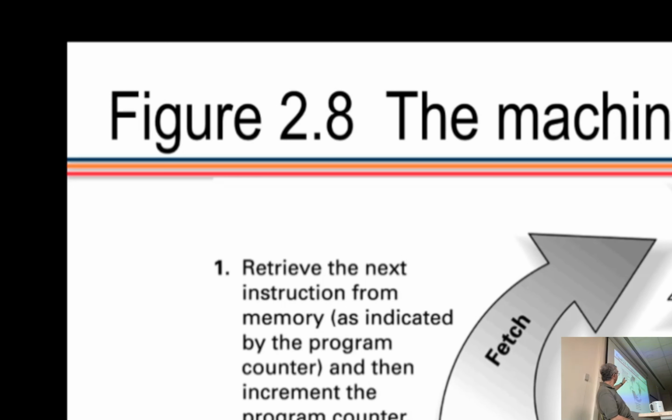The first one is retrieve the next instruction from memory as indicated by the program counter, and then increment the program counter. Then understand it. Step 2, decode the bit pattern in the instruction register. Step 3, perform the action required by the instruction in the instruction register. All in one cycle. Get, understand, execute. Get, understand, execute. So that keeps repeating. And each instruction is executed one by one.